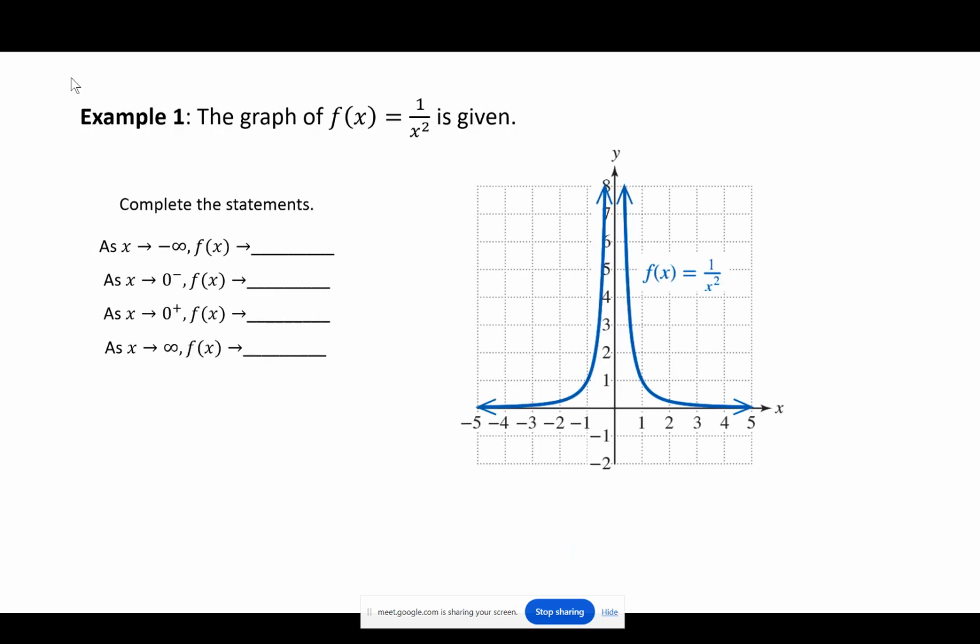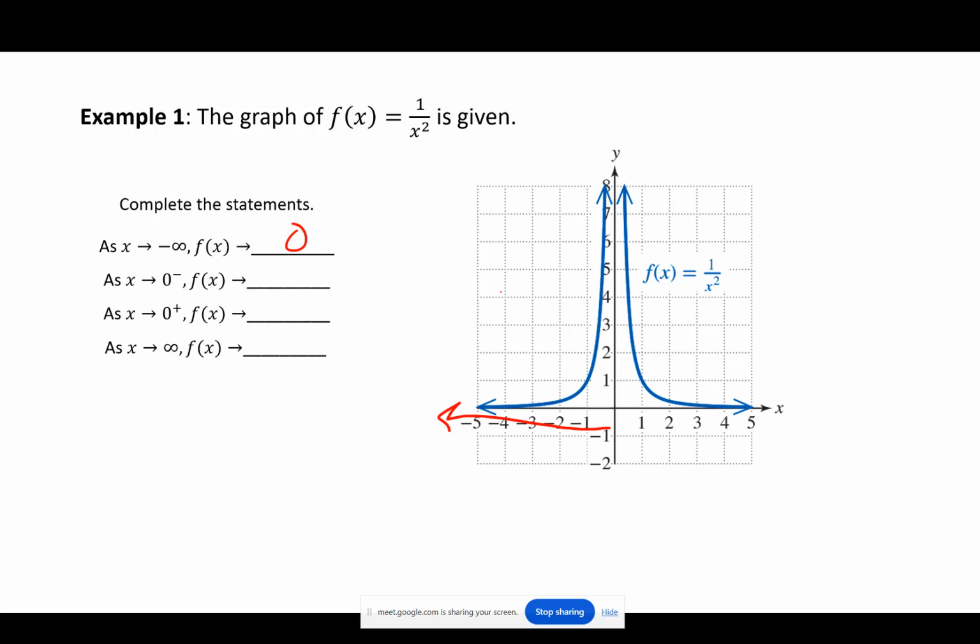Moving on. All right, so here you have a graph of 1 over x squared. It looks very similar to 1 over x, except the two curves are both above the x-axis because x squared is always positive. So as x approaches negative infinity in this graph, going that way, what is the graph doing? Well, it's coming down and it is approaching the x-axis. So it's approaching 0.